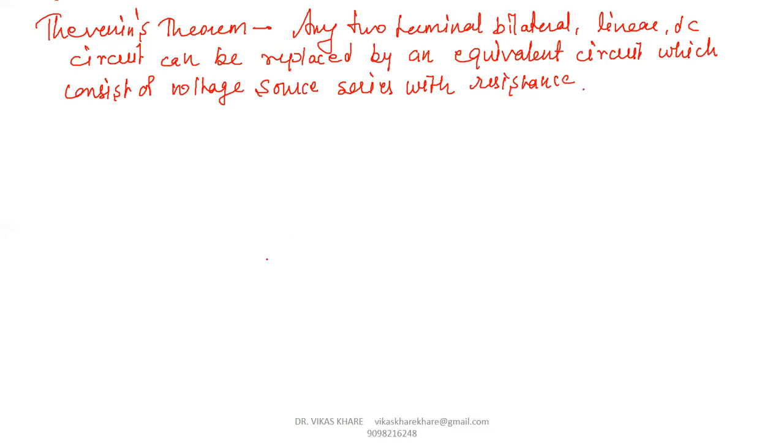So according to Thevenin's theorem, we create an equivalent circuit for any complicated circuit. It can be converted into an equivalent voltage and equivalent resistance, and at the end the voltage source is connected with the resistance. So we identify the value of I through the equivalent voltage and equivalent resistance. So according to Thevenin's theorem, any two-terminal bilateral linear DC circuit can be replaced by an equivalent circuit which consists of a voltage source with series resistance. So let us consider one of the numericals.